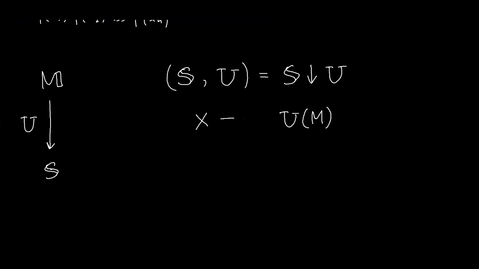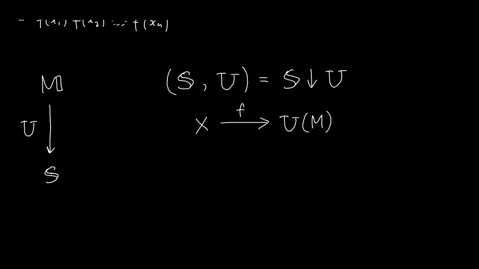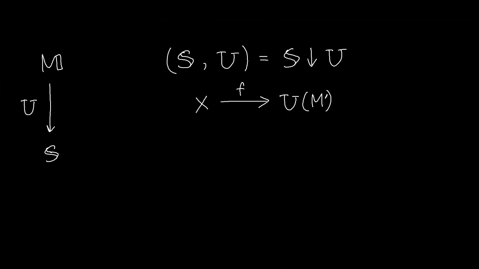And then we could consider an arrow. Maybe I don't want to call it U, but let me call it F. And let me actually call this thing, what did I call it before? M prime. Okay, then I'm going to call it M prime here as well. Okay, so these will be the objects of the comma category. So these are objects.